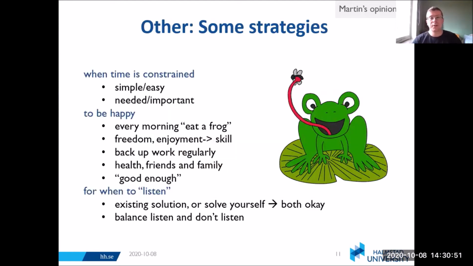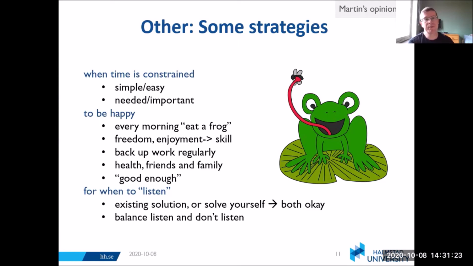Other stuff, just some random strategies. If you're under time constraints, then I think development can be like you're taking a test. You can look at what would be really easy, simple to get out of the way. Going back to what we talked about at the beginning, the importance of making tasks easy so that you can finish them in the short term. Also, tasks that are really, really crucial, important tasks.